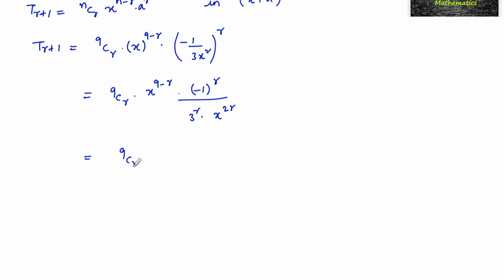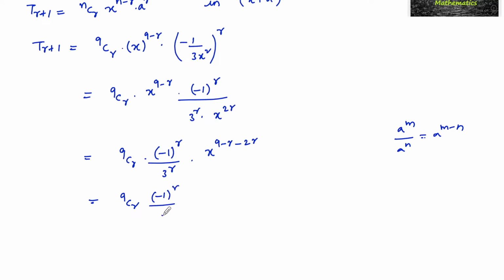So 9Cr (−1)^r upon 3^r x^(9−r−2r), by using a^m by a^n is a^(m−n). So we can write 9Cr (−1)^r upon 3^r into x^(9−3r). This is the general term in the expansion.